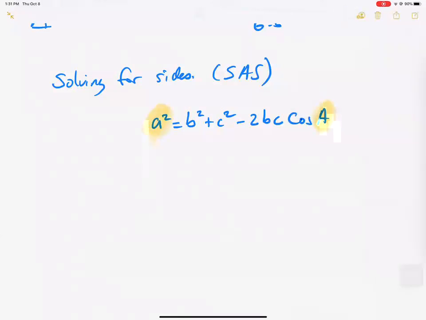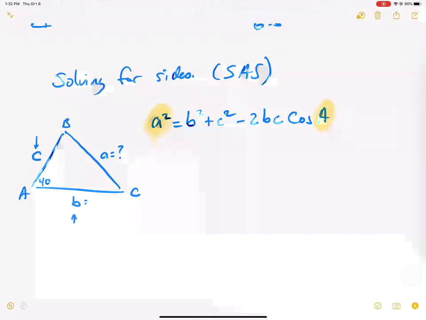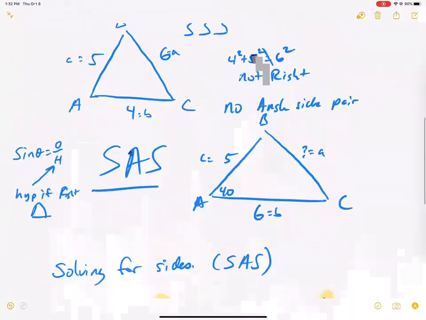Let me draw this out more practically. I draw a triangle, and we call this little a, and I'm solving for little a. I don't know what it is. Well, I better know angle A, and we mentioned before that it's 40. And we also need to know the two sides. This is a, call this b, call this c. Little b and little c are the two sides that we better know already. In our example, I think we called them 5 and 6.